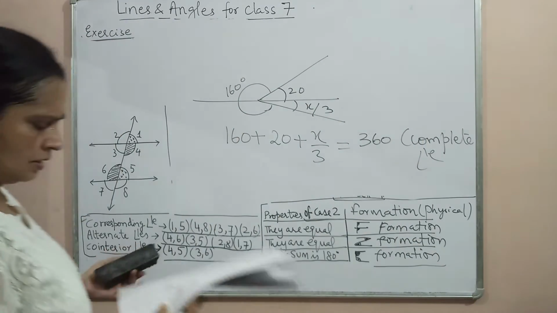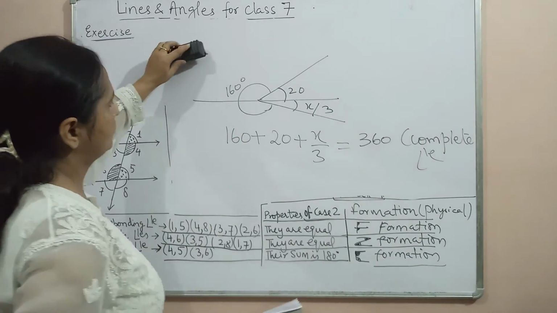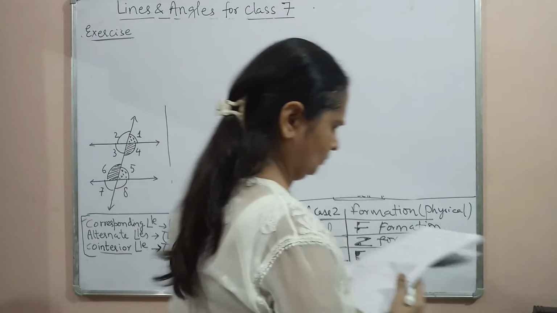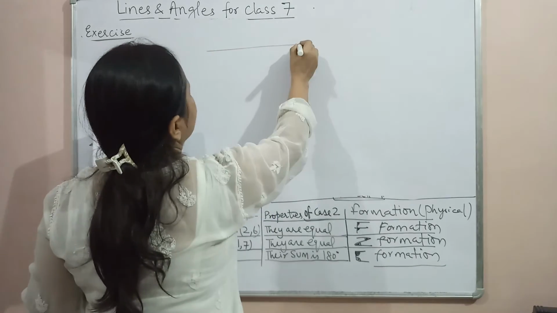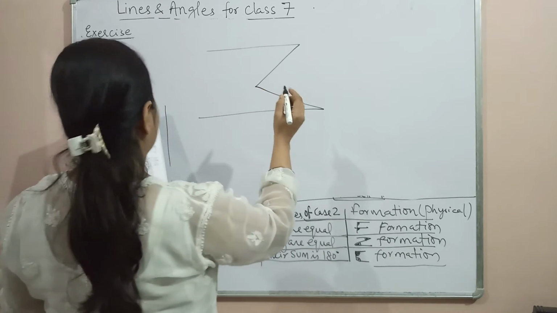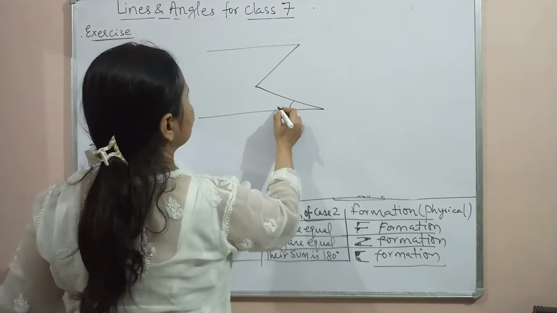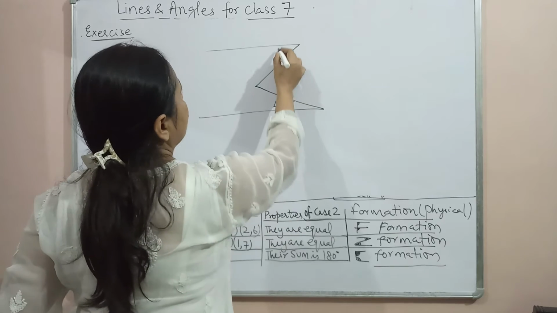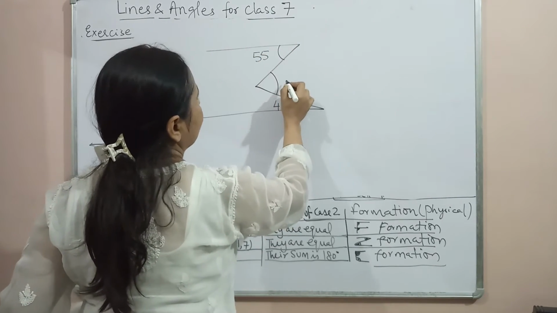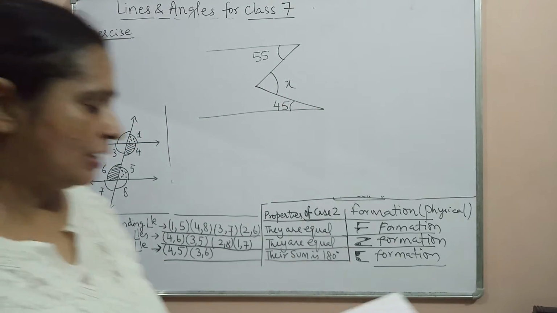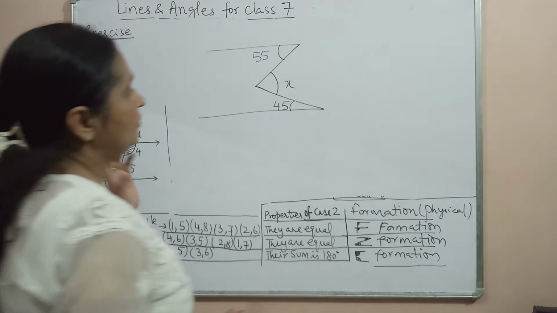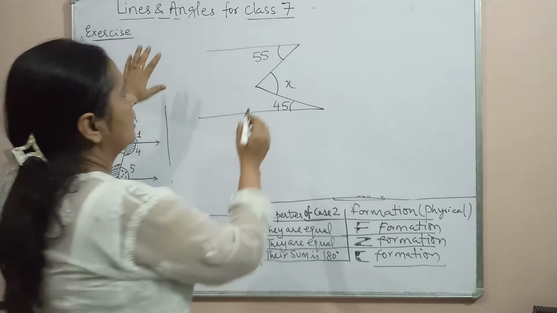Now our last sum. Suppose we have a question. This is suppose 45 degrees and this is 55 degree and we have to find out the value of x. Now how to find out the value of x? Now to find this out, it's not a direct method. We will have to make a construction.